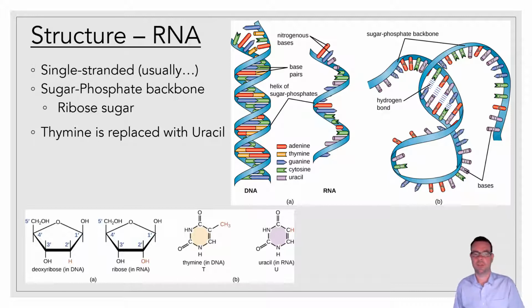In this case, it's ribose instead of deoxyribose. And again, as I said earlier, the difference is there's an oxygen here in this position, whereas DNA is missing that oxygen. It's deoxyribose. It's missing an oxygen. The other difference is that thymine has been replaced with uracil. Now, thymine and uracil are very, very similar. The only difference between them is this methyl group right here in place of a hydrogen. And in fact, the other name for thymine is methyl uracil.